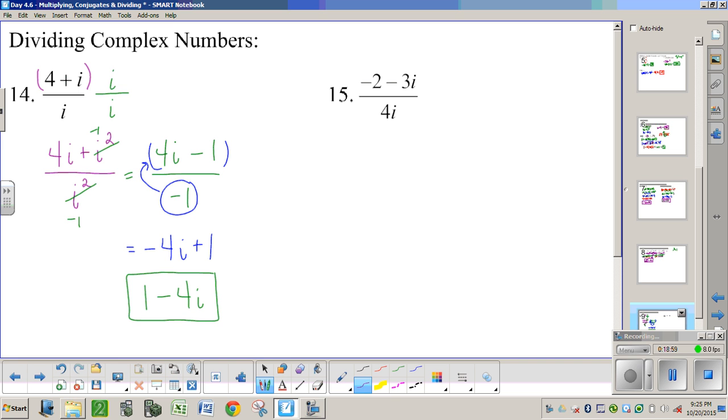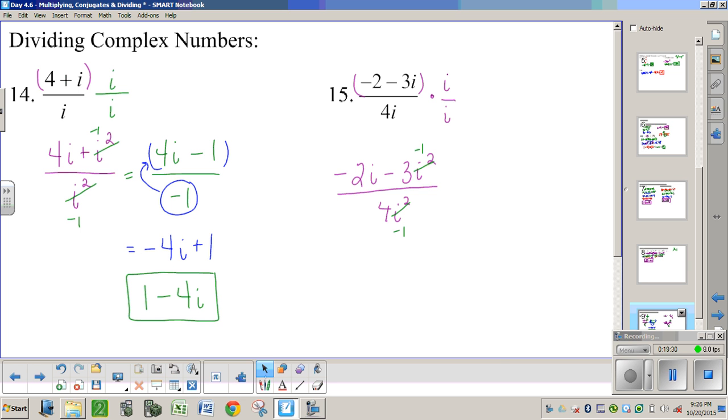Alright, last one, 15 here. Now, you don't have to multiply by 4i. You can. You'll just have to reduce in the end. But really all you have to multiply by is the i, because that's really what you're looking to get rid of. So if I distribute that in the numerator, I get negative 2i minus 3i squared all over 4i squared. So go ahead and replace those i squareds with negative 1s.